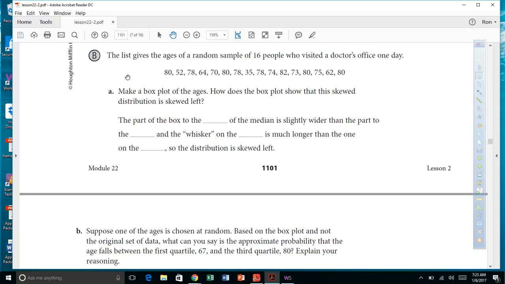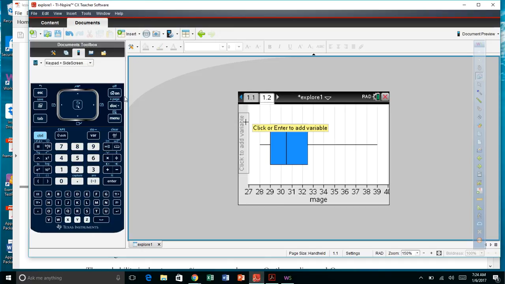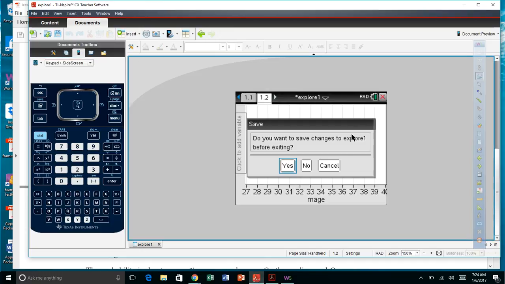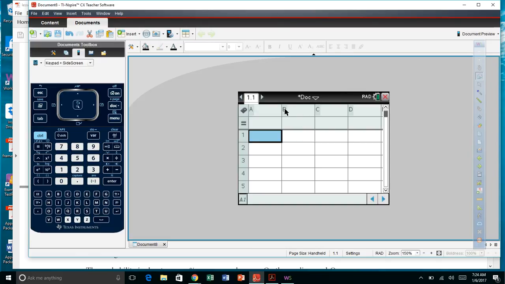So B, the list gives the ages of a random sample of 16 people who visited a doctor's office one day. All right, we're going to make a box plot, and we're going to do this one here together. So let's go to our calculator. And let's see, new document. No. All right, we're going to go to lists and spreadsheets. And we're just going to call this age. All right. And let's put them in.